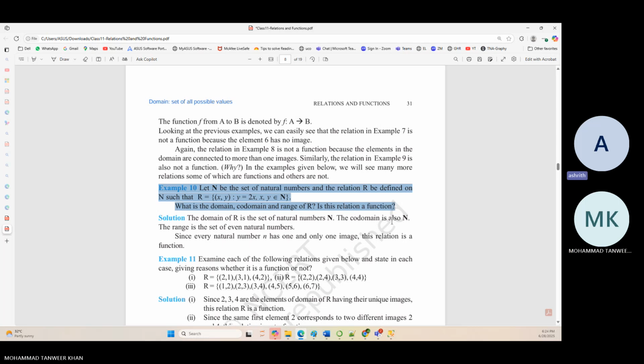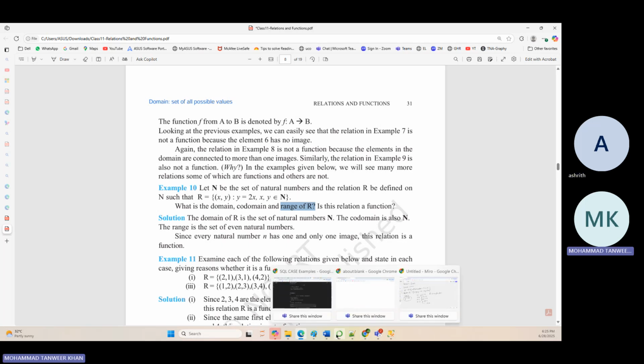Now the last question is, what is the range here? Range means the possible outputs, whatever you are getting. Then what's the difference between codomain and range? Range means the actual outputs, what you are getting, which is generated by the function.